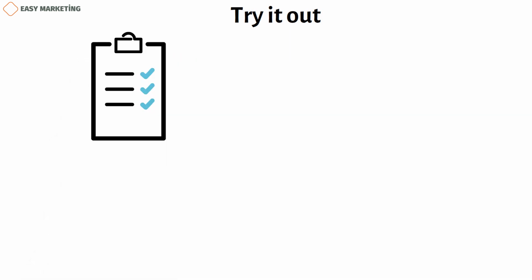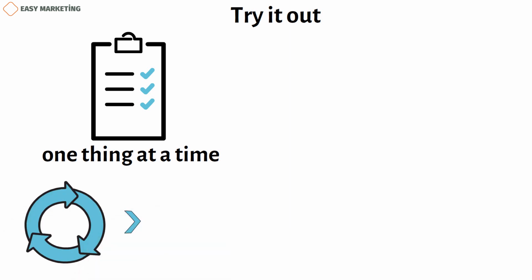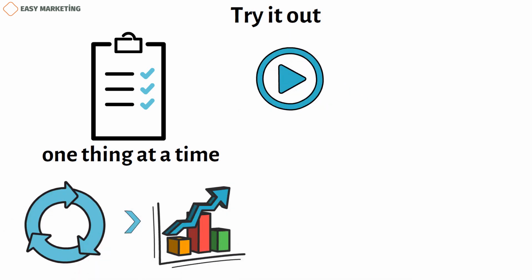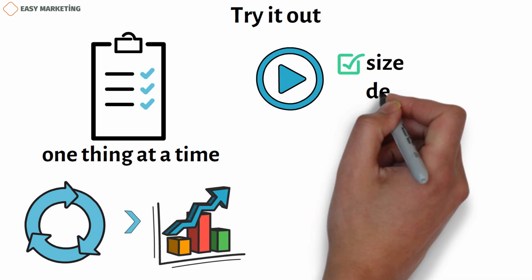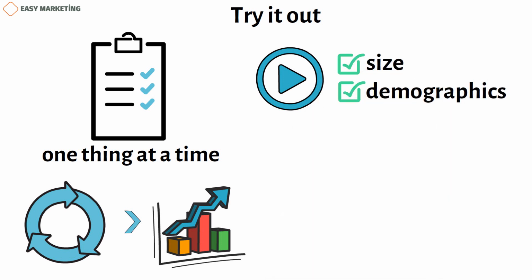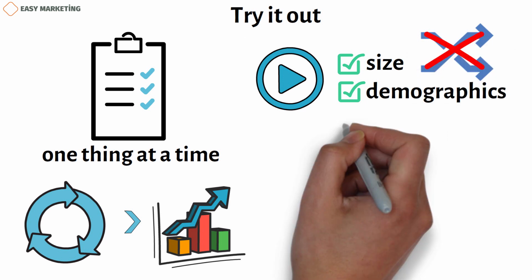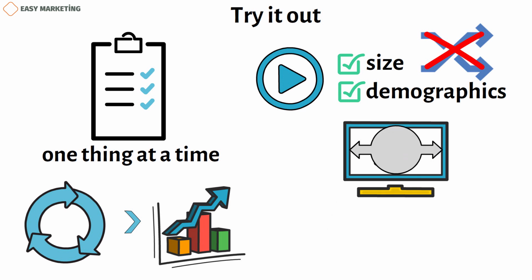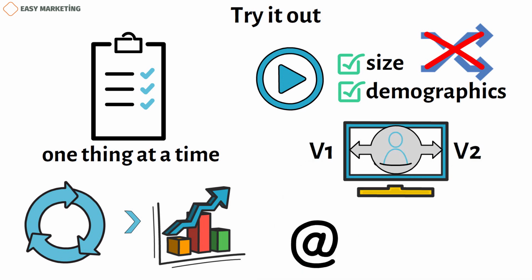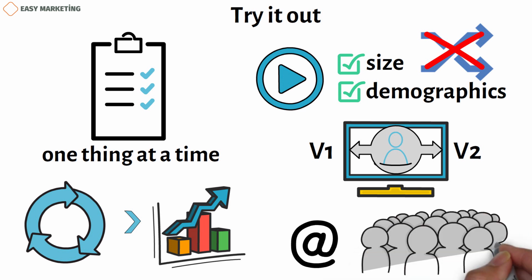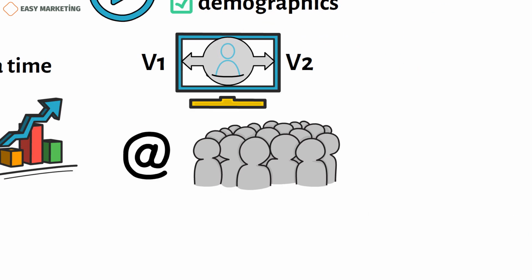Try it out. The test needs to be done now. Make sure to test one thing at a time so you can figure out which thing changed the results. Run both versions at the same time and try to keep the groups that see each version the same in size, demographics, and other ways so that the results don't get messed up. If you are doing a large test on a website page, you could randomly split your visitors between the two versions. If you want to test a marketing email, you can make two test groups of customers whose demographics are the same or very similar.